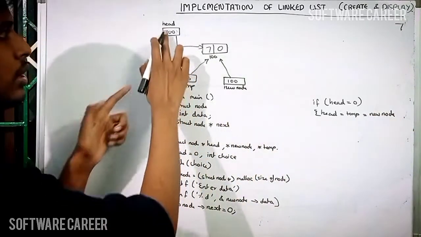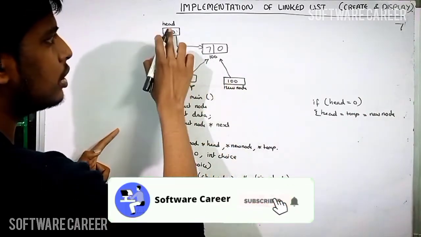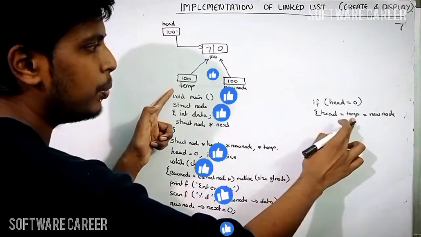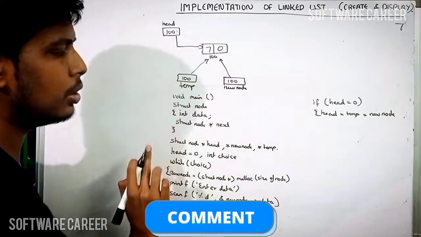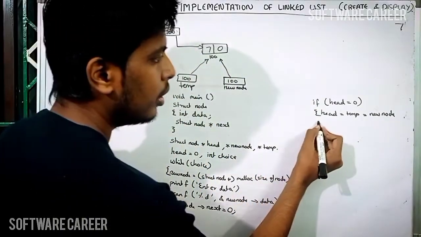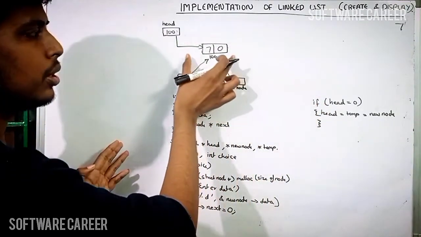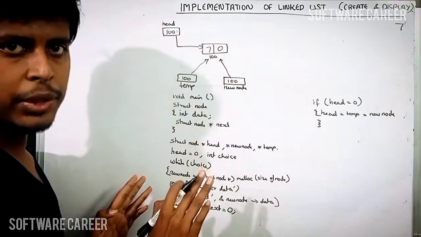See, head was 0 before. Now head is new node. New node is 100. So in this head value I'll store 100. So it points here. And in the temp variable also, I'll store the new node address. New node is 100. So 100 I'll store in temp. So it points over this node. Now see, this statement is for when the linked list is empty.